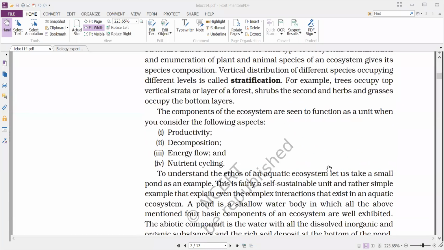And next, the components of the ecosystem are seen to function as a unit when you consider the following aspects. That means what is the role of an ecosystem? That we can understand from these concepts. Productivity, that is the production of biomass.